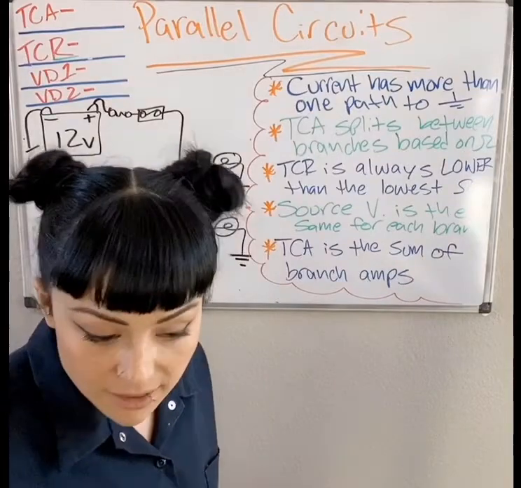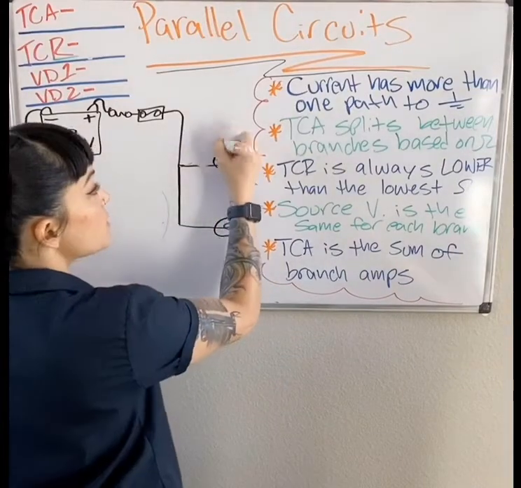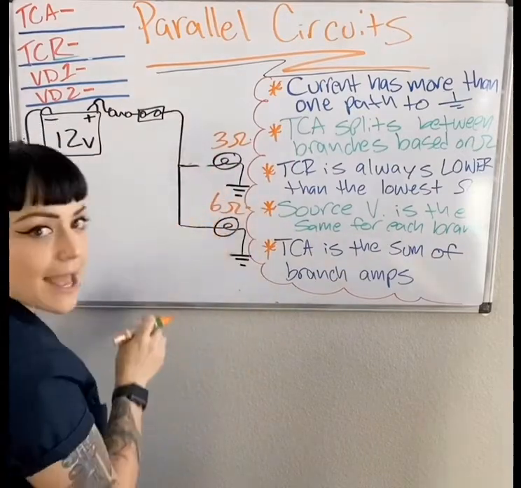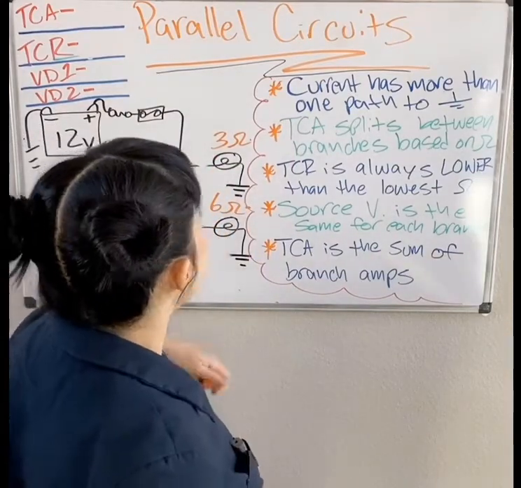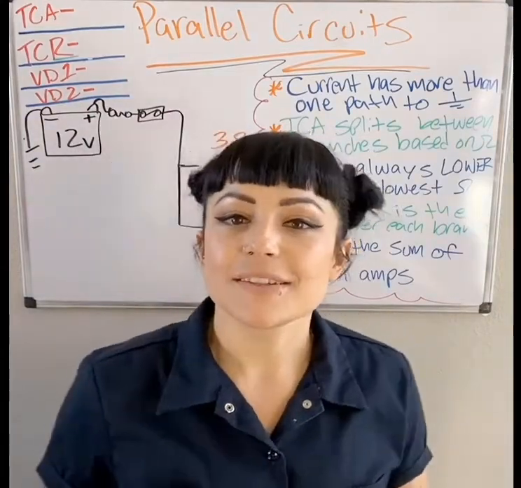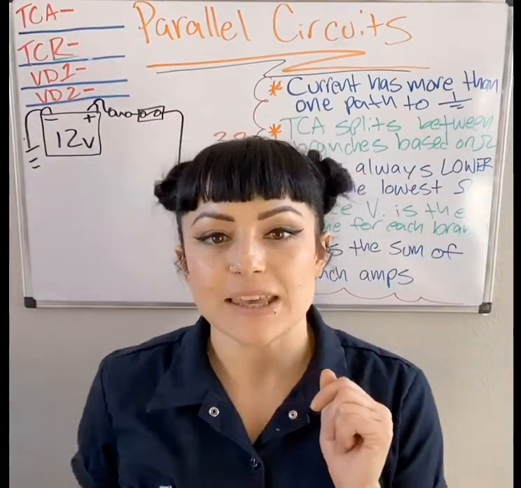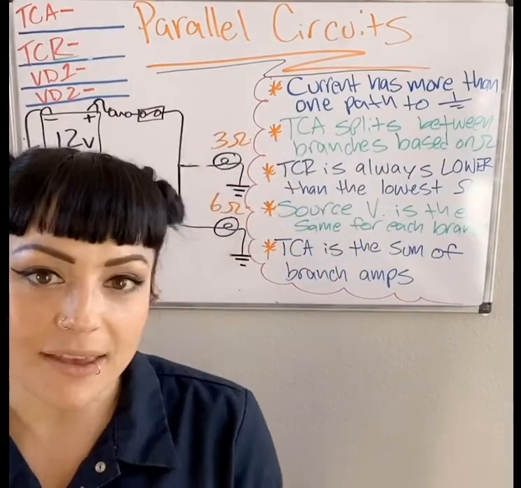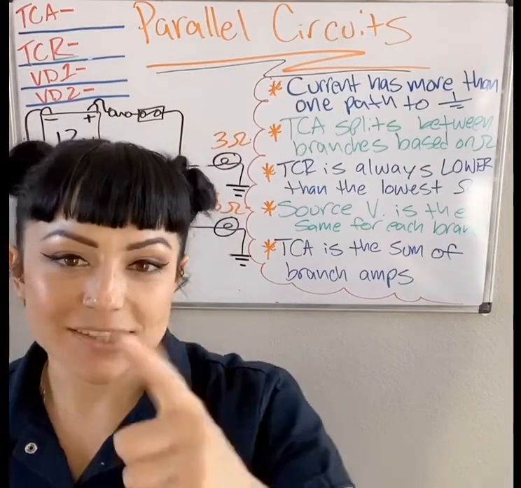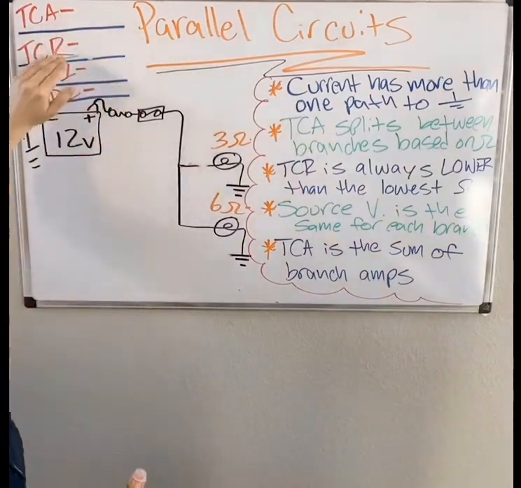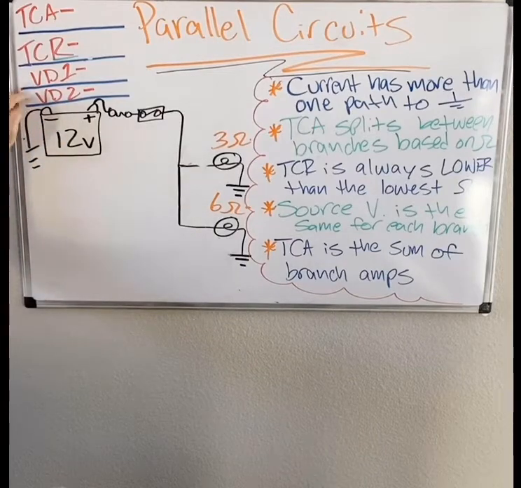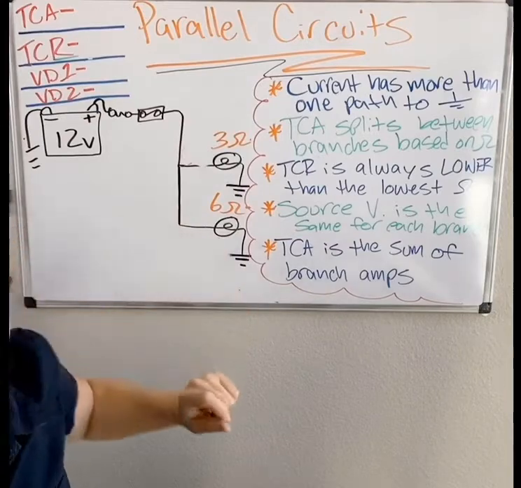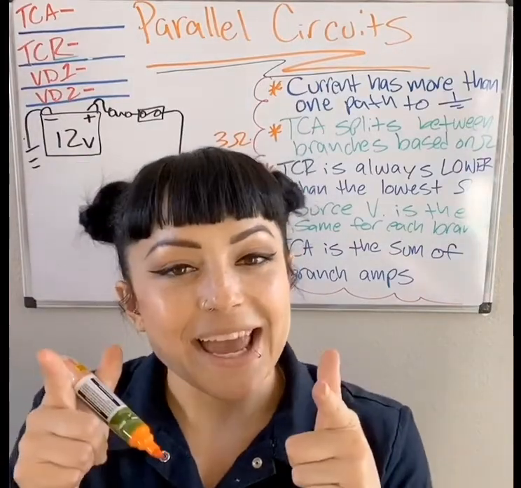Let's say this one was 3 ohms, while this one was 6 ohms. How about that? Again, if you'd like to pause the video and use the formulas, you're more than welcome to, or pause the video and do the hand method. I'll give you a chance to figure out TCA and TCR, and if you remember, VD1 and VD2 of bulb 1 and bulb 2. So pause that right now, and then we'll do it together.